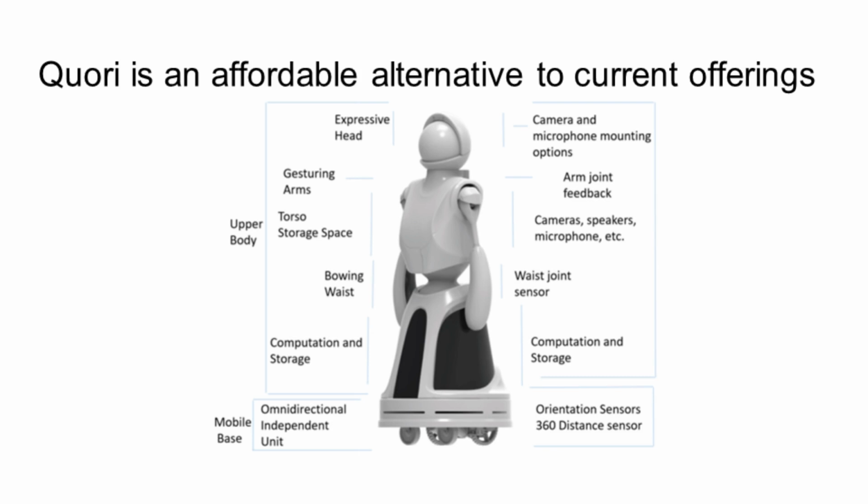With an expressive projected face, two gesturing arms, and a bowing waist, Quori has the potential to easily generate versatile social behaviors. However, designing and implementing social skills and behaviors for Quori is currently a difficult task due to the limited number of models available and the lack of a proper simulation environment. Having a proper simulation environment would make the development and testing of algorithms for Quori much easier.